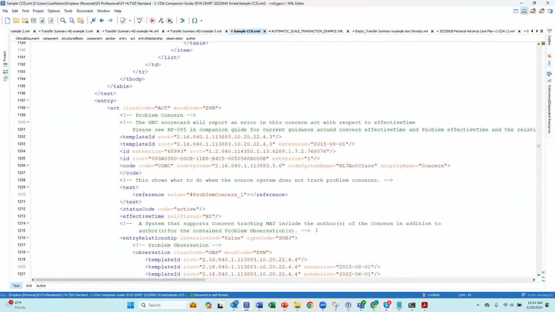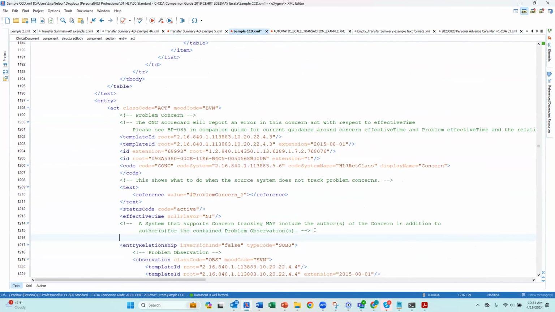And in this case, you're talking about a situation when it's two different people and you're trying to provide guidance for the observation author. Yeah. Would that validate if you have the author in the observation and then the author in the root level act? Yes, it would.